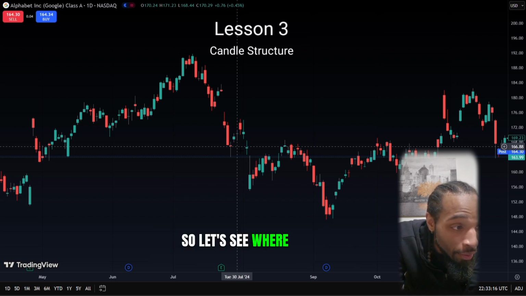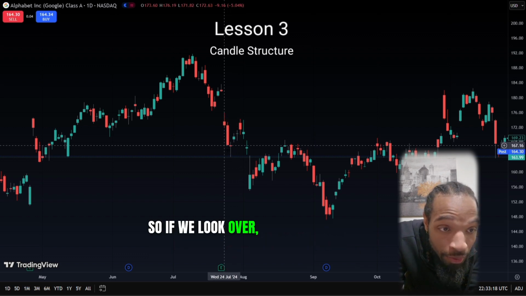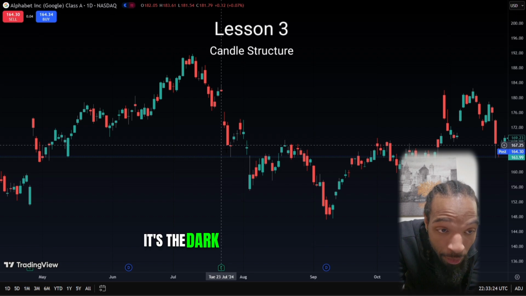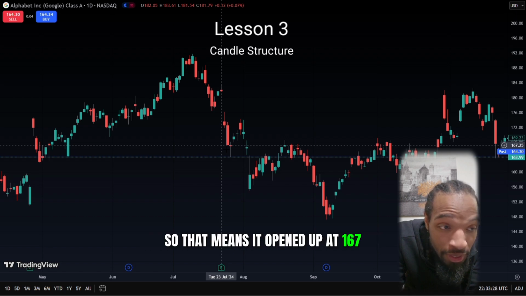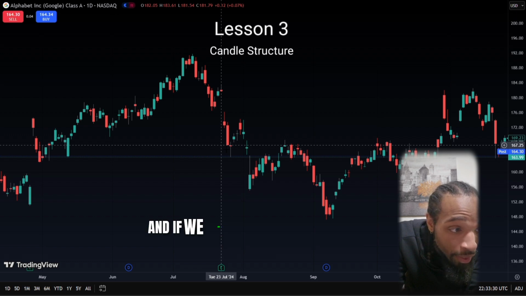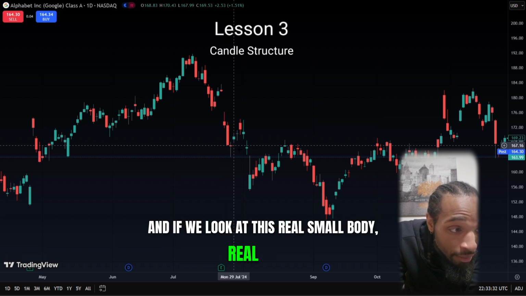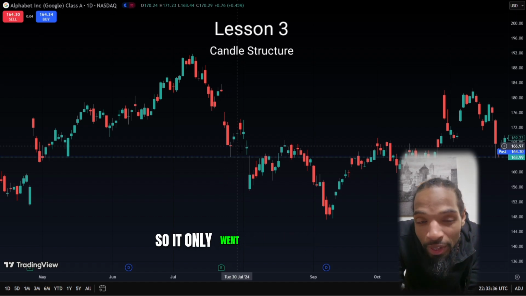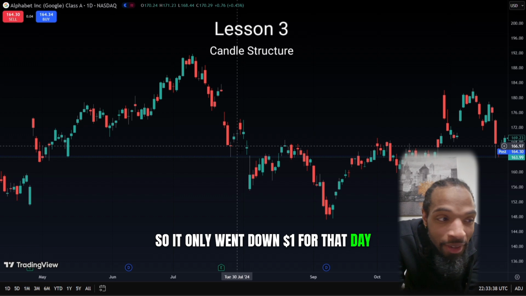So let's see where it was at. If you look all the way to the right at the numbers, it's the dark gray box with the plus sign. That means it opened up at 167. And if we look at this real small body, it closed at 166. So it only went down $1 for that day.